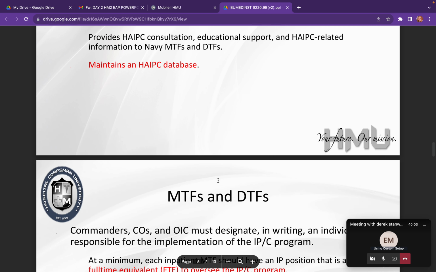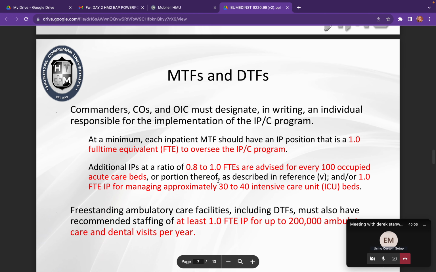All right, so here is the FTEs I am talking about.